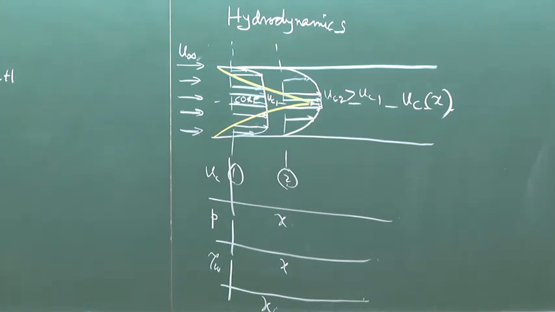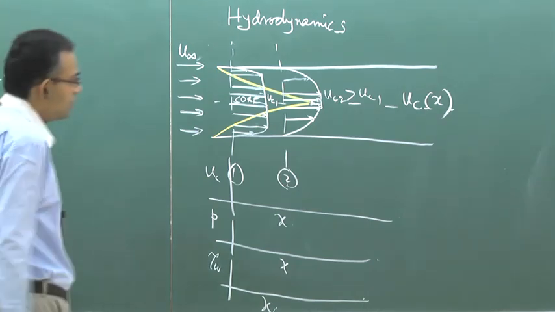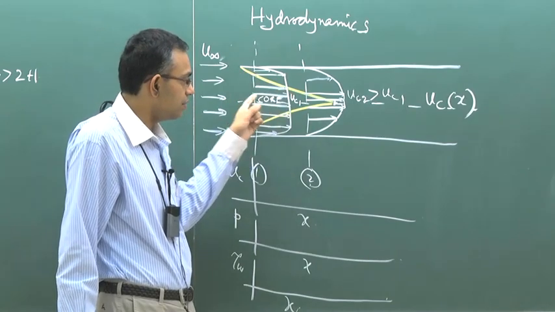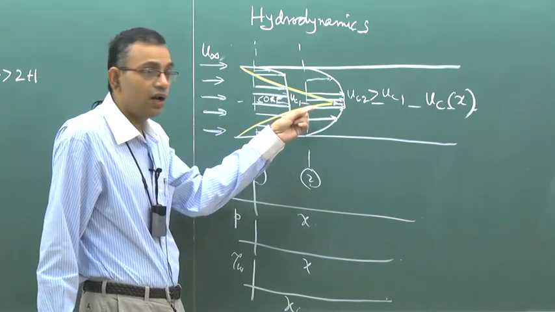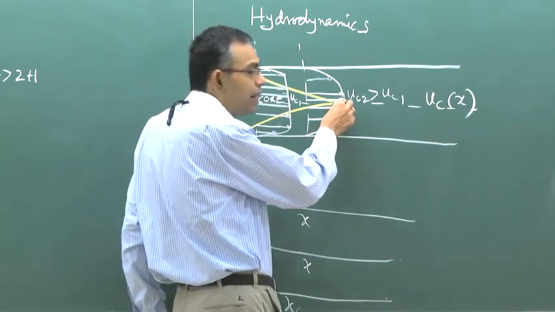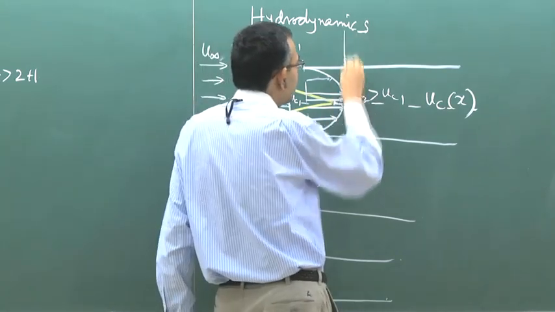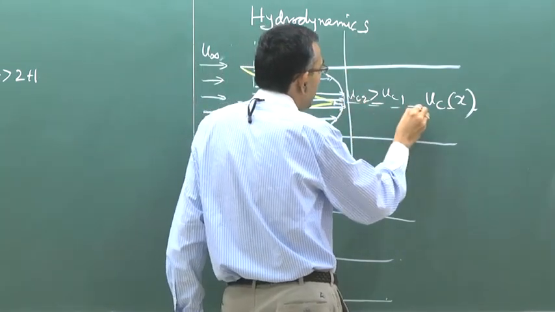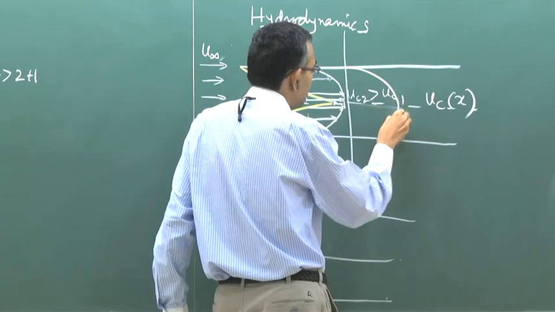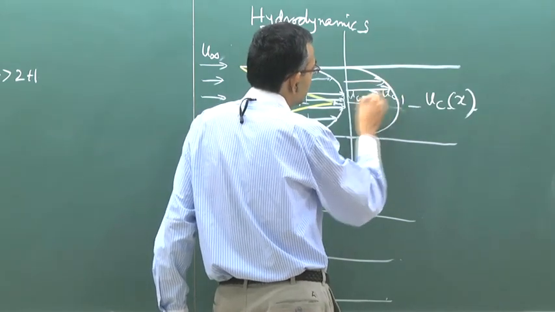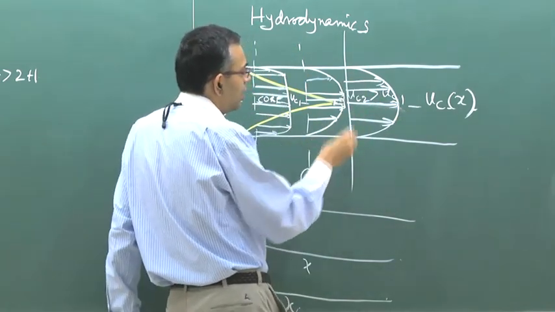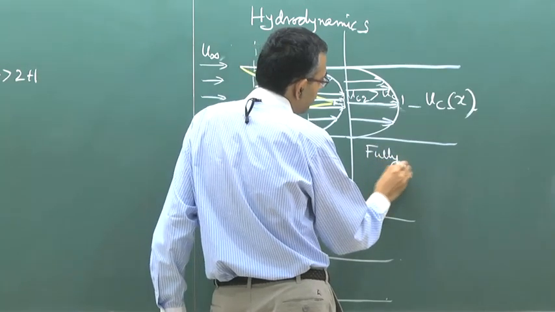So uc versus x, we have seen that the flow velocity increases, the core velocity increases as you are moving along x, but to what extent, how long? There is a situation when the boundary layers merge. After the boundary layers merge, if you want to get the velocity profile, the velocity profile becomes something like this. This velocity profile is called the fully developed velocity profile.